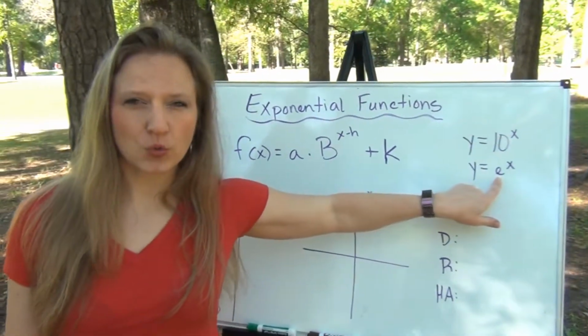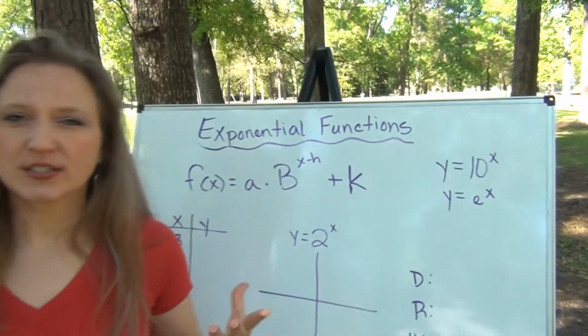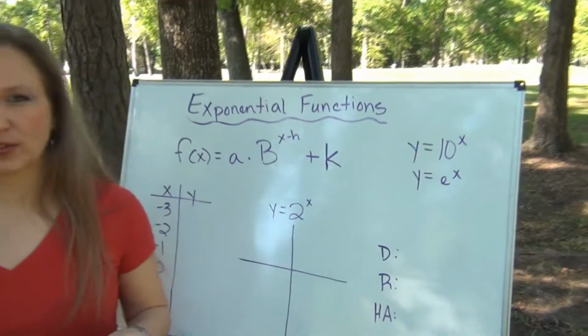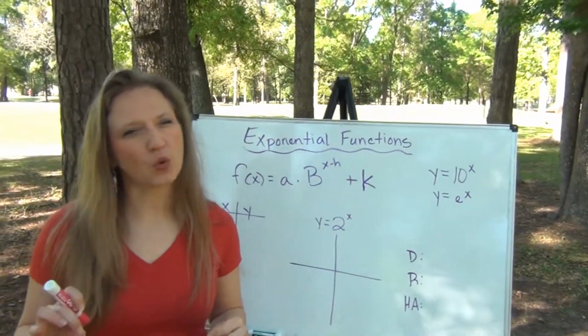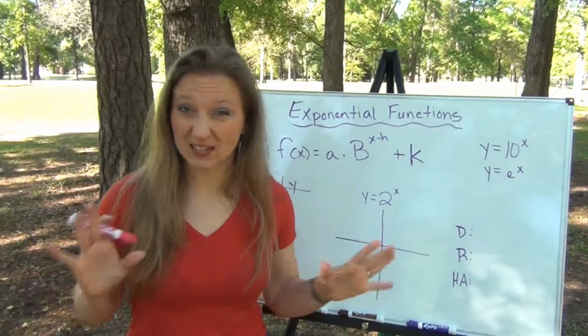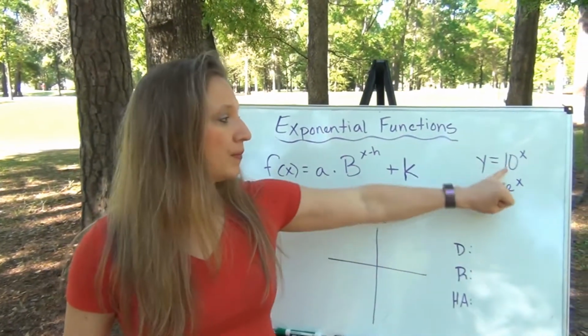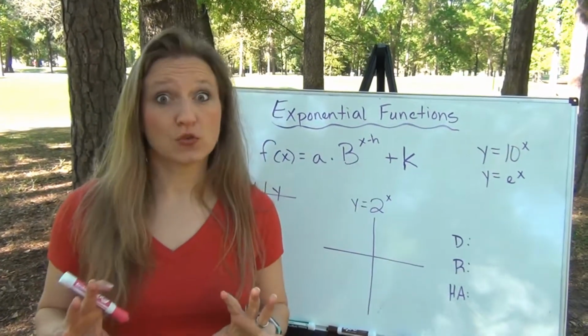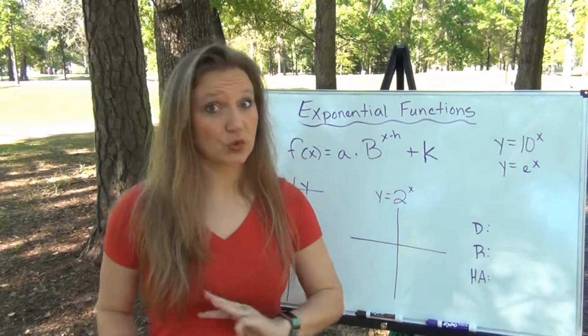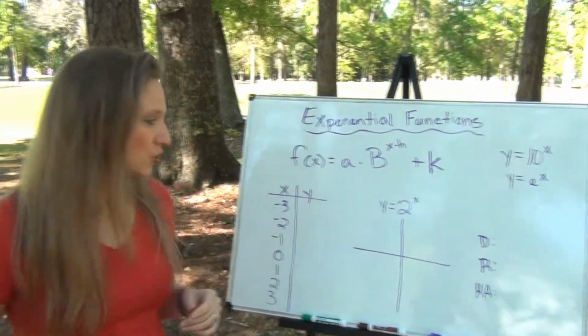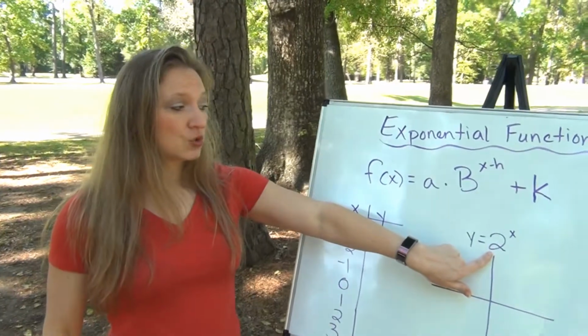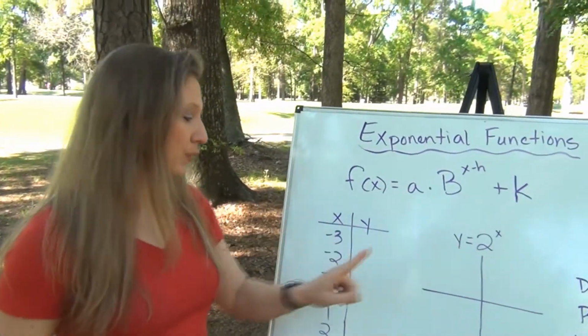E is a number we haven't really talked about a lot yet, but it's just a number kind of like pi. It's an irrational number. It's approximately 2.718, around there, but it keeps going. So just know that these are the common bases that you're going to see, and the transformations will be based on one of those three for the most part. So I'm going to use the base of 2 for this example.